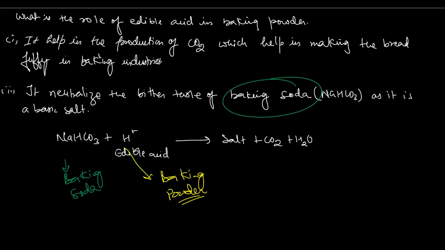So now we are having this one. Okay, so what is the role of edible acid in the baking powder? We have written this one. It helps in the production of CO2, which helps in making the bread fluffy in baking industries, and it neutralizes the bitter taste of baking soda. That is the sodium hydrogen carbonate, and it is a basic salt. Got it? Yes, sir. So these are the two functions of edible acids.